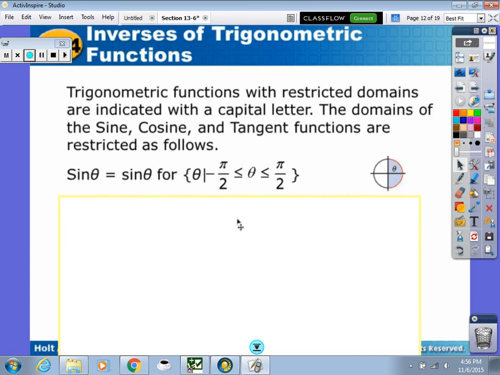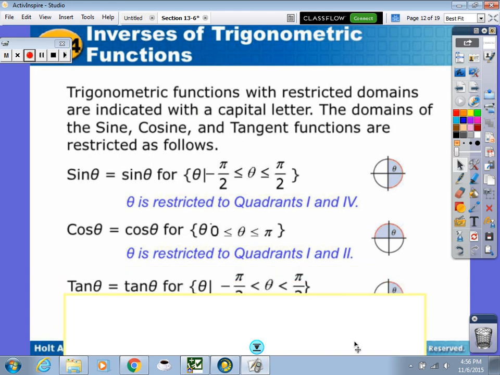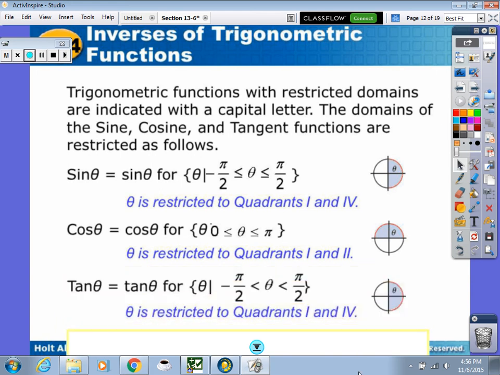So when we're talking about sine theta, we're looking for sine theta between negative pi over 2 and pi over 2. So on the right-hand side of the y-axis. So we have both a positive and negative scenario here. When we're going to cosine, it's across the top, quadrants 1 and 2. And our restricted domain when we're talking about tangent is the same as when we're talking about the sine. So you can see some of the details here.